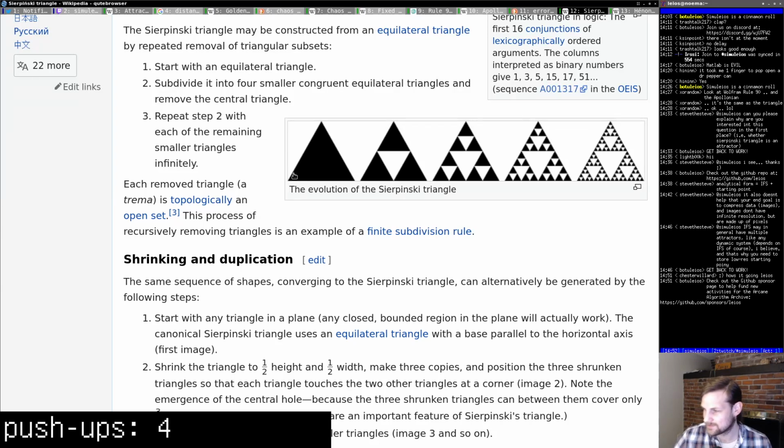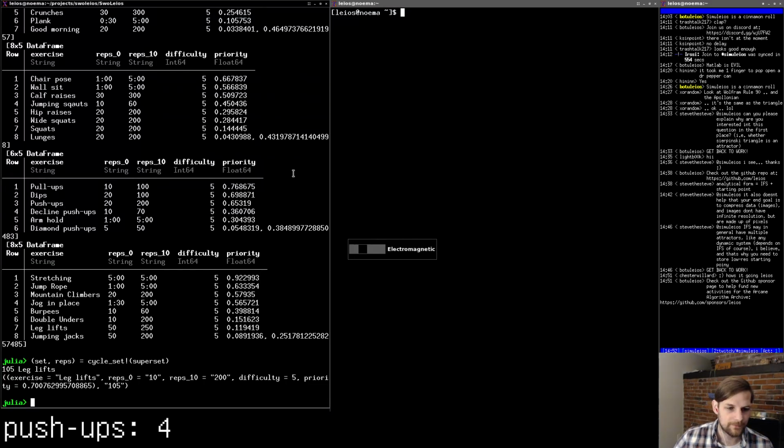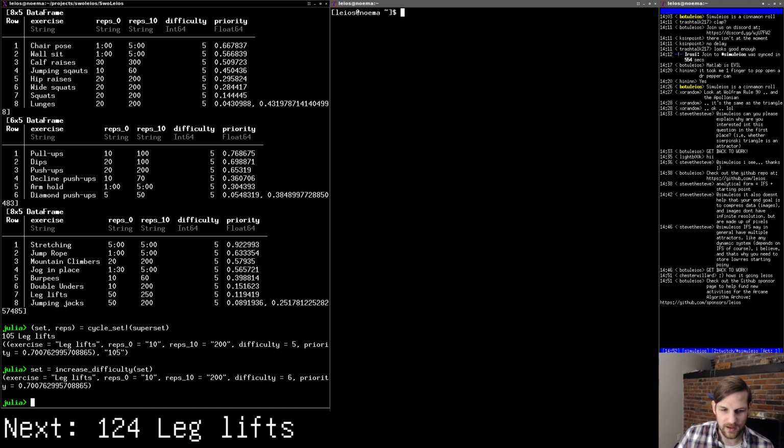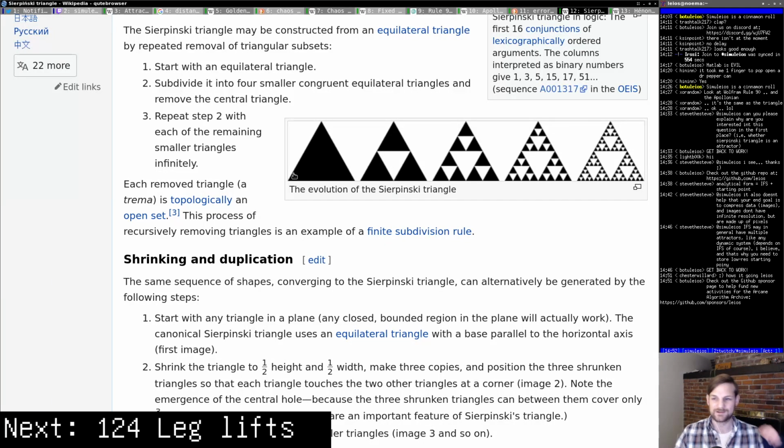Increased difficulty of next set. Yeah, I'll do that. So we should just do set is equal to increased difficulty. And I don't know how many we have to do now, probably 135, I'm going to guess. 124 legless for the next. We're going to do it in about 10 minutes, so feel free to join if you want.